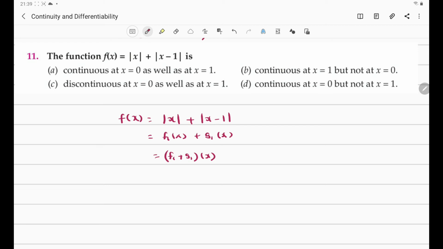So, here the right option is continuous at x equal to 0 as well as continuous at x equal to 1. So, option A is the right choice.